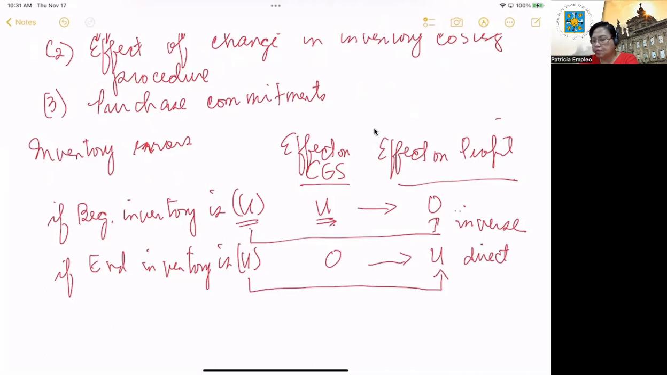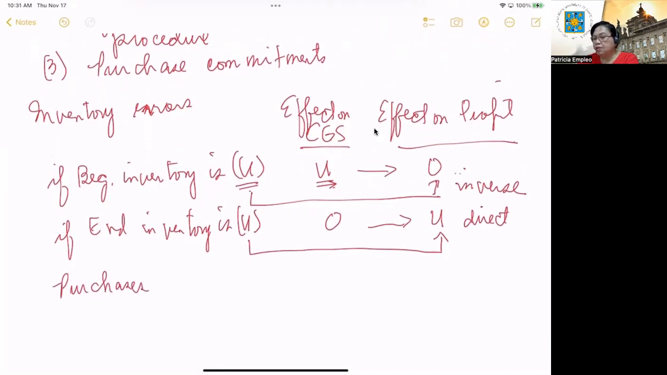Okay, what about purchases? Purchases, if not sold, will become part of your ending inventory. If sold, it will become part of cost of goods sold. So as an item, purchases actually is an expense. If purchases were understated during the period, and because this is an expense which forms part of cost of goods sold, then your cost of goods sold will be understated. And because this is an expense, it will overstate profit. Therefore, this one also has an inverse effect on profit.